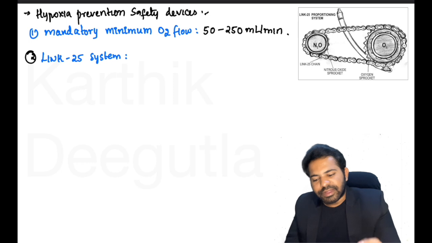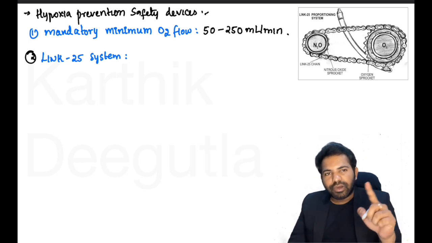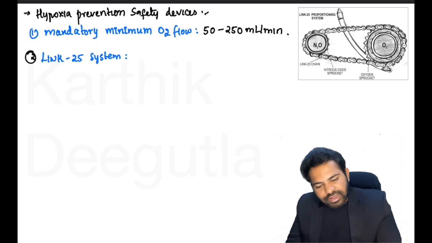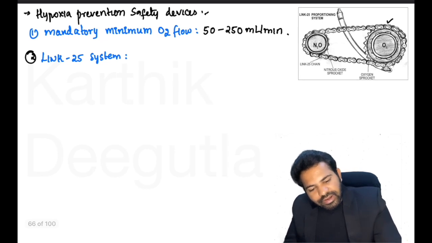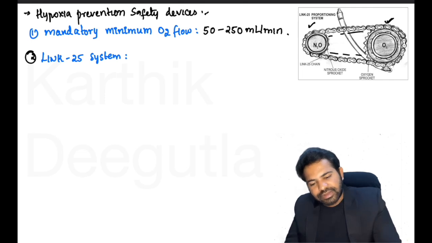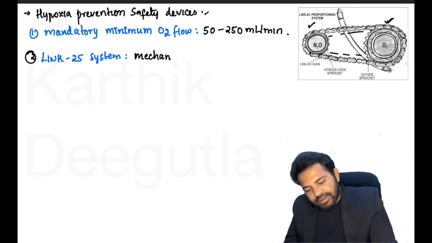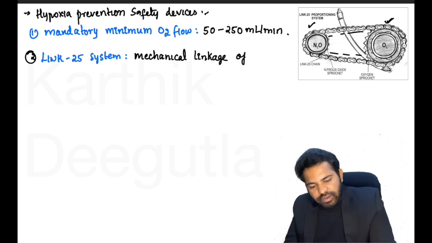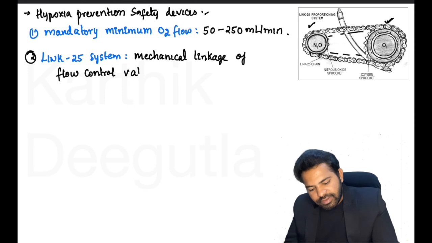The link 25 system is a mechanical linkage between the flow control knobs of oxygen and nitrous oxide. You can see in this picture, this is the nitrous oxide flow control knob, and the oxygen flow control knob. There is this mechanical linkage through this chain, or you can call them sprockets. It is a mechanical linkage of flow control valves of oxygen and nitrous oxide.